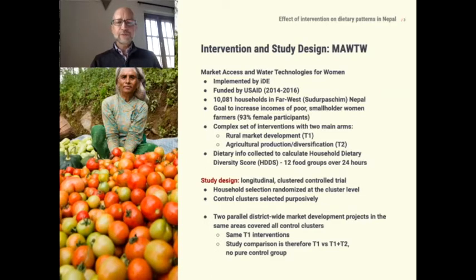That was obviously frustrating from a research perspective, but really it just changes our interpretation of the treatment effect, which reflects combined agricultural and marketing interventions compared to the marketing intervention alone. In other words, T1 plus T2 compared to just T1 as the control or comparison group.